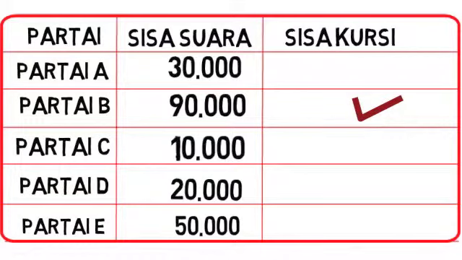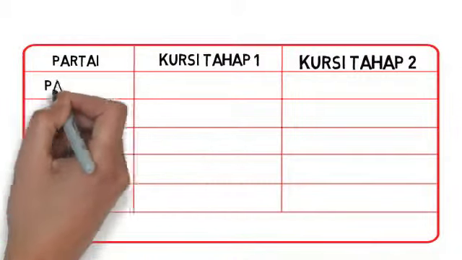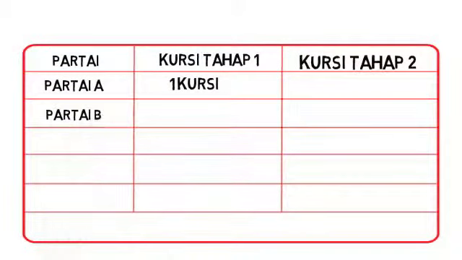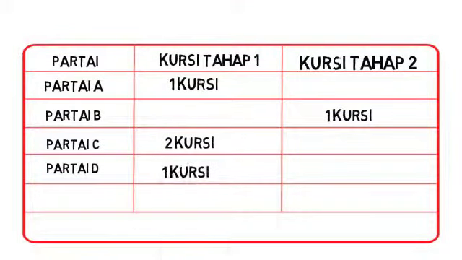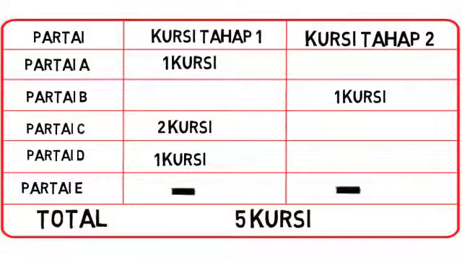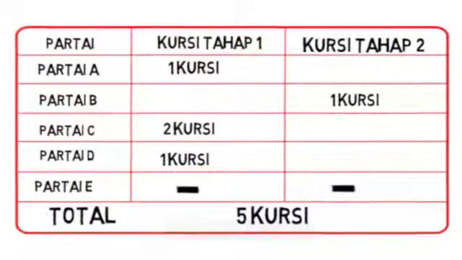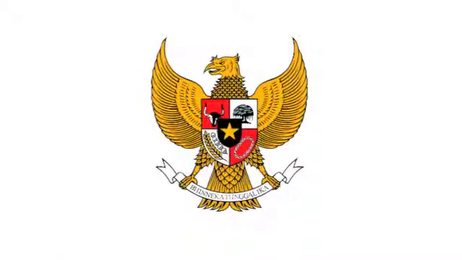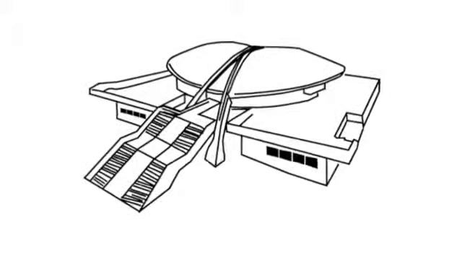Thus, the 5 DPR seats for that electoral district are allocated as follows: 1 seat for Party A, 1 seat for Party B, 2 seats for Party C, and 1 seat for Party D. Those are the DPR and DPRD vote-seat conversion mechanisms used in the 2014 legislative elections. Let's hope that the elected representatives will have great quality and integrity.